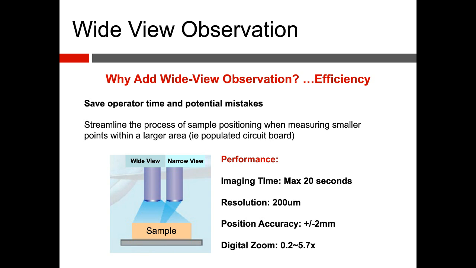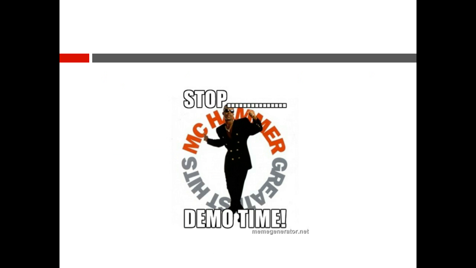And just so you know, in the video that you're about to see, the wide view isn't shown the process of getting that wide view, but it takes as little as, or as long as 20 seconds, but typically it's 10 seconds. It depends on what's going on in the sample area, but pretty fast to bring that up, and then high resolution so you can pick exactly where you need to. So with that quick overview of wide view observation, we're going to get into a video that can show you what it can do.